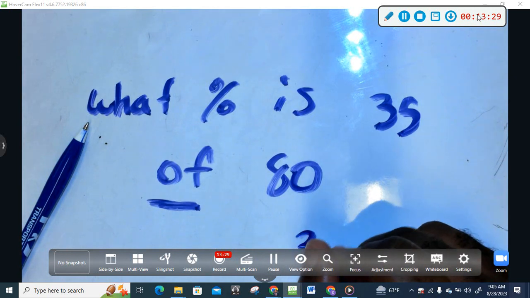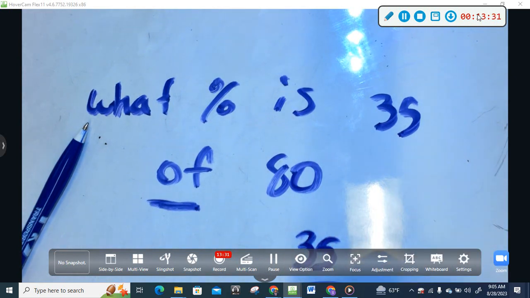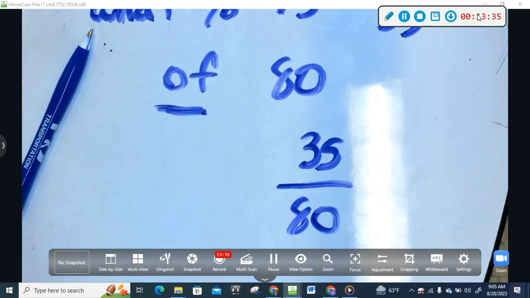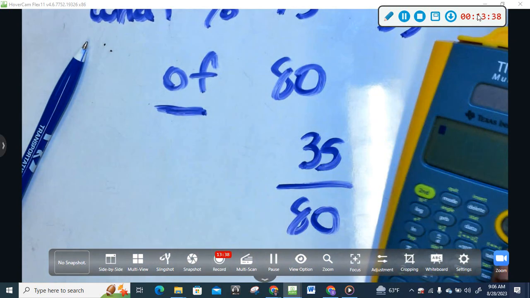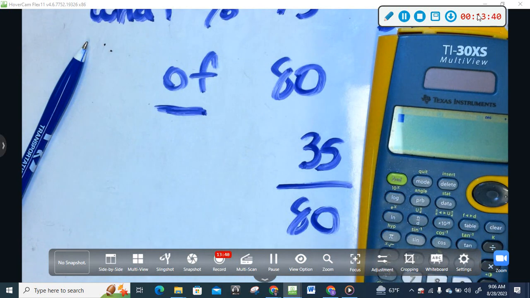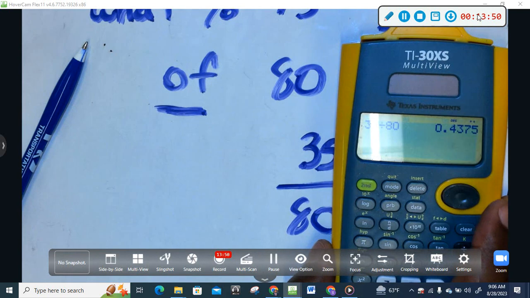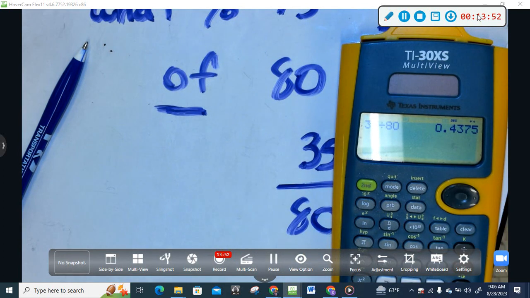Yep, 35 divided by 80. 35 divided by 80. So go ahead and do that in your calculator. 35 divided by 80. All right, so you get 0.4375, right? But we want to know the percentage, not a decimal. So we need to convert this to a percentage.